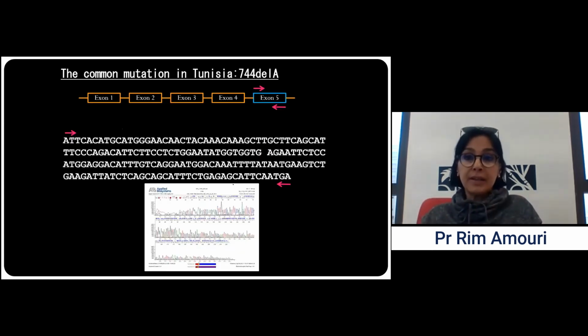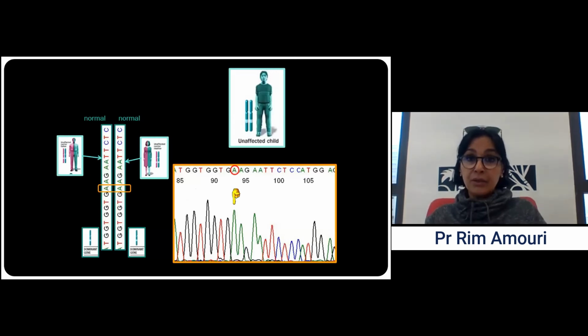And the diagnostic test consists in the amplification of exon 5 to screen for the mutation. Sequencing this exon will generate different profiles depending on the genetic status of the patient. As you know, it is inherited in an autosomal recessive manner, meaning that an affected child needs two mutated genes and carriers are asymptomatic. So in this slide, we can see the sequence of an unaffected child with the presence of an A base at position 744.